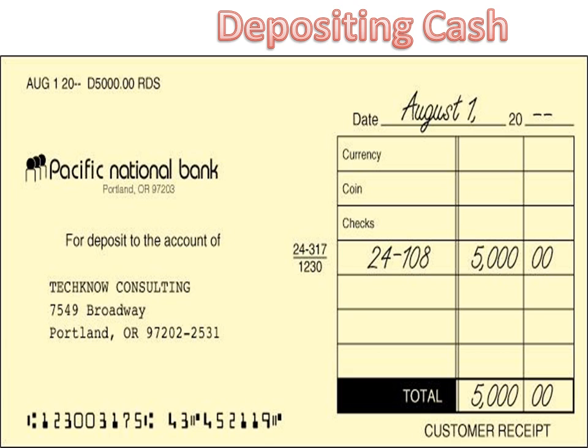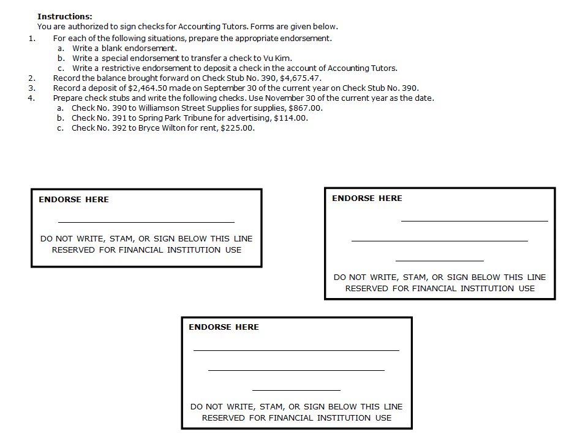Well, one of the ways we deposit our cash is actually with a deposit slip. You can see here's an example of a deposit slip. It has the check, it has the amount, and it has the total. This is what you will use for your records when you are depositing cash. Once you deposit cash, there's three different ways in which you can actually endorse a check.